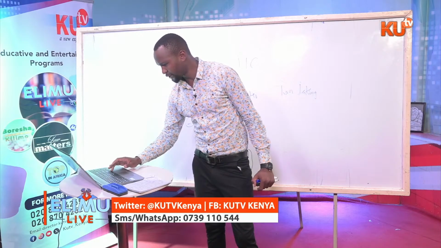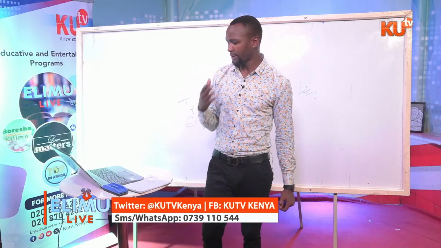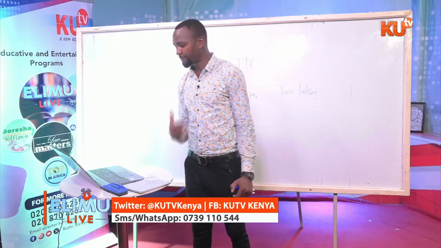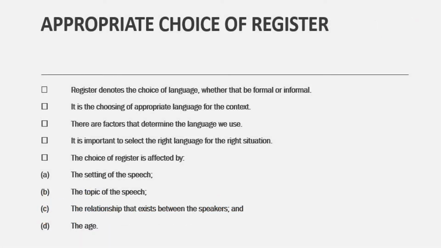The appropriate choice of register means choosing the right level of formality in your language, depending on who you are speaking to and what the situation is. Using the correct register shows a lot of respect. It builds good relationships, and it also helps to avoid misunderstandings. And there are three main types of register. Types of registers.